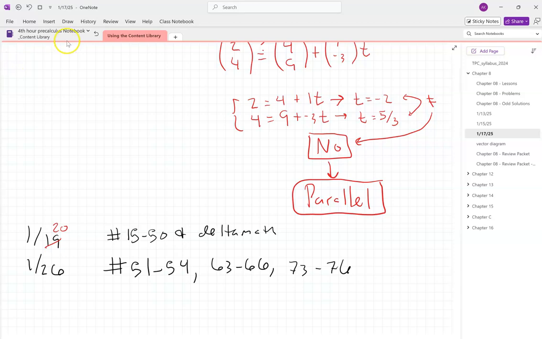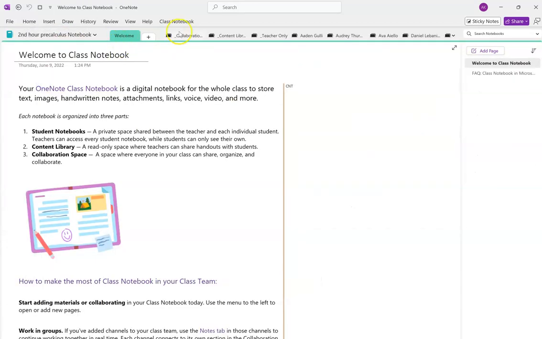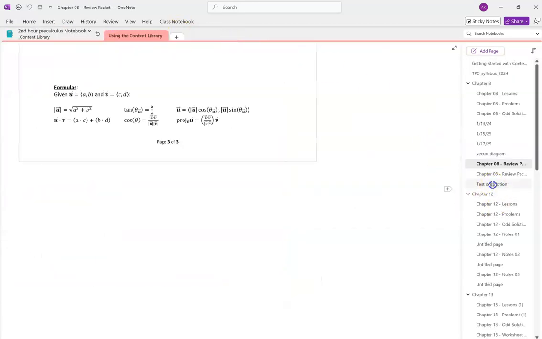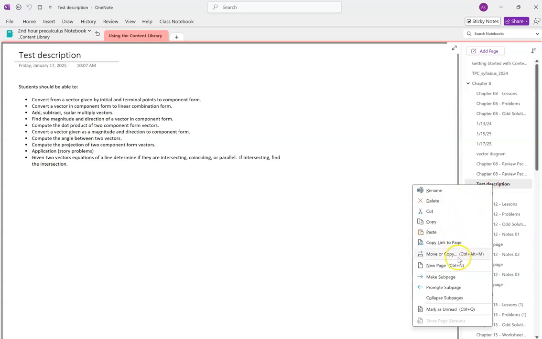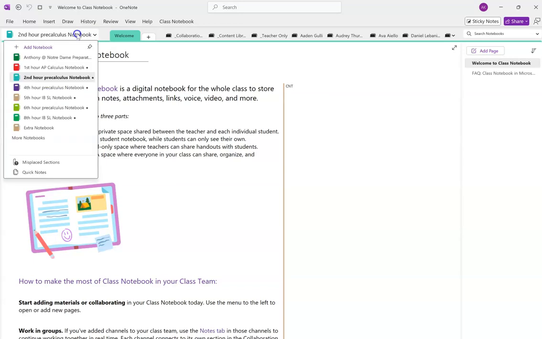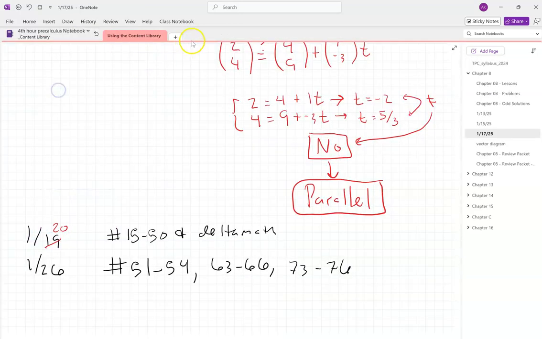Okay, let me port over the test description. I think I put it in. Yeah, I just forgot to bring it over. And we're just going to copy it. It'll be easier that way. It's a tiny file.